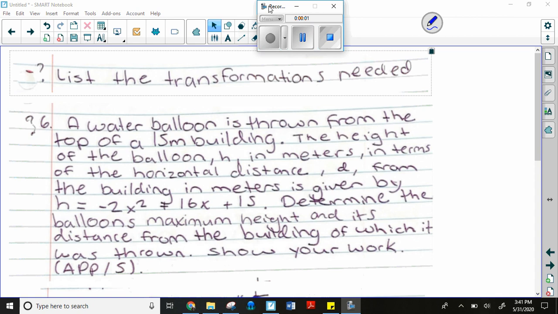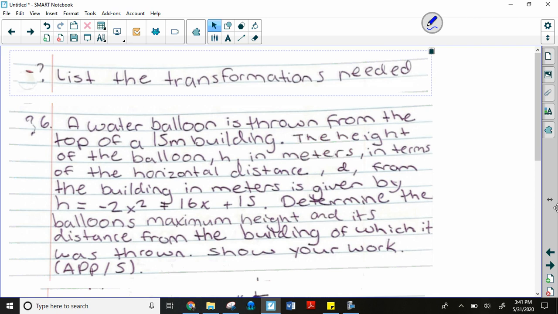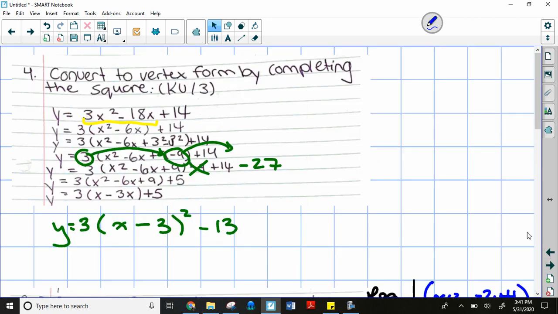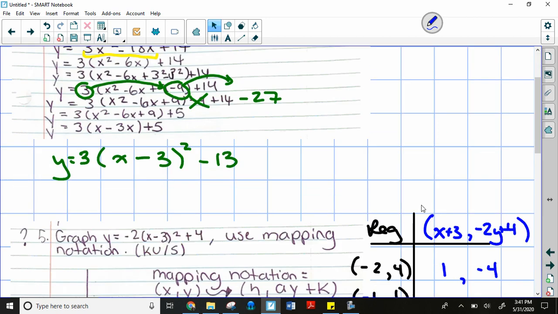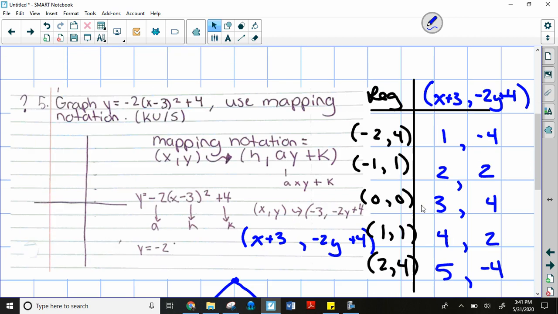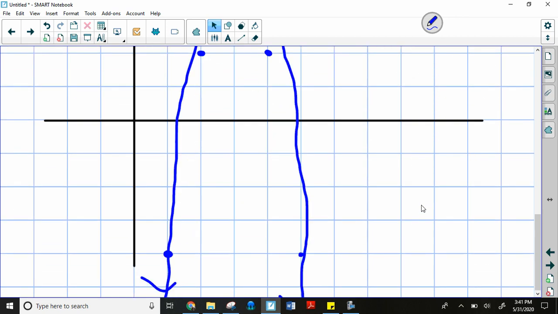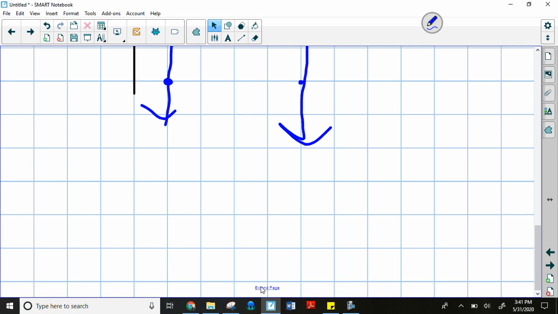Now I've got a question on this. It says list the transformations needed. This happened after 5, but it didn't have a number here. There was a hole punch. So I'm going to assume it was this question, and I'm just going to list the transformations for this one.